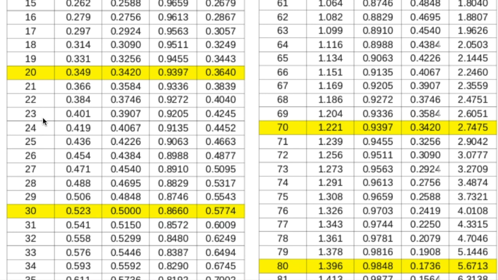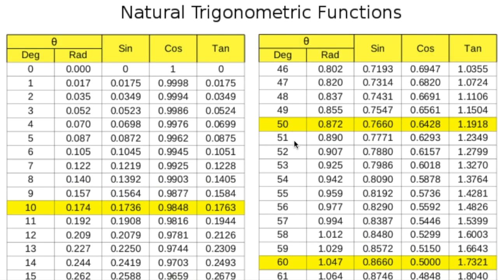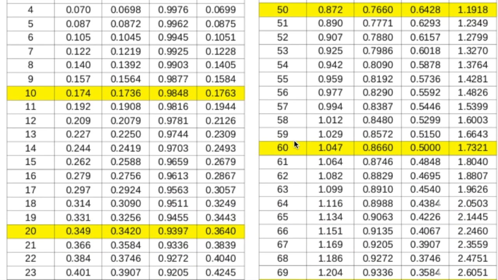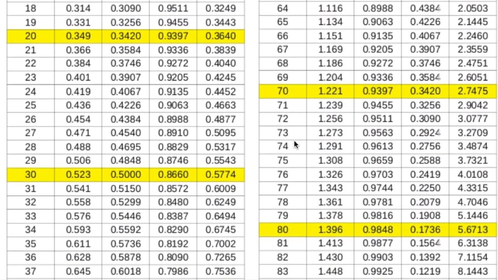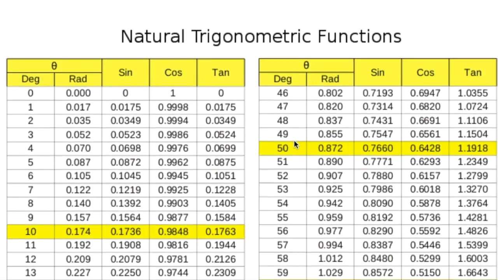So we decided that our answer should be something between 23 and 24 degrees. I will link this table underneath the video, so if you wanted to print it out and have it handy, you can do that. All right?